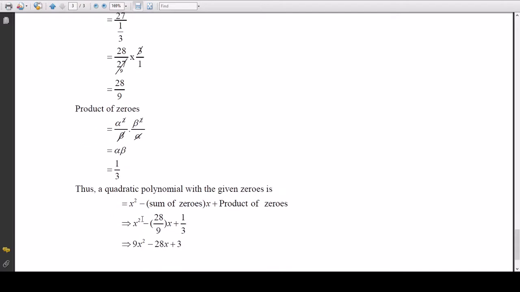Now here, by which number will you multiply so that all these denominators will get cancelled? You will multiply with the LCM of the denominators, which is 9. Multiply by 9 throughout, you will get 9 multiplied by x square, 9x square. 28 by 9 multiplied by x, 9 will get cancelled, you have 28x. 1 by 3 multiplied by 9, 3 with 9 will go with 3. This means the quadratic polynomial will be 9x square minus 28x plus 3.